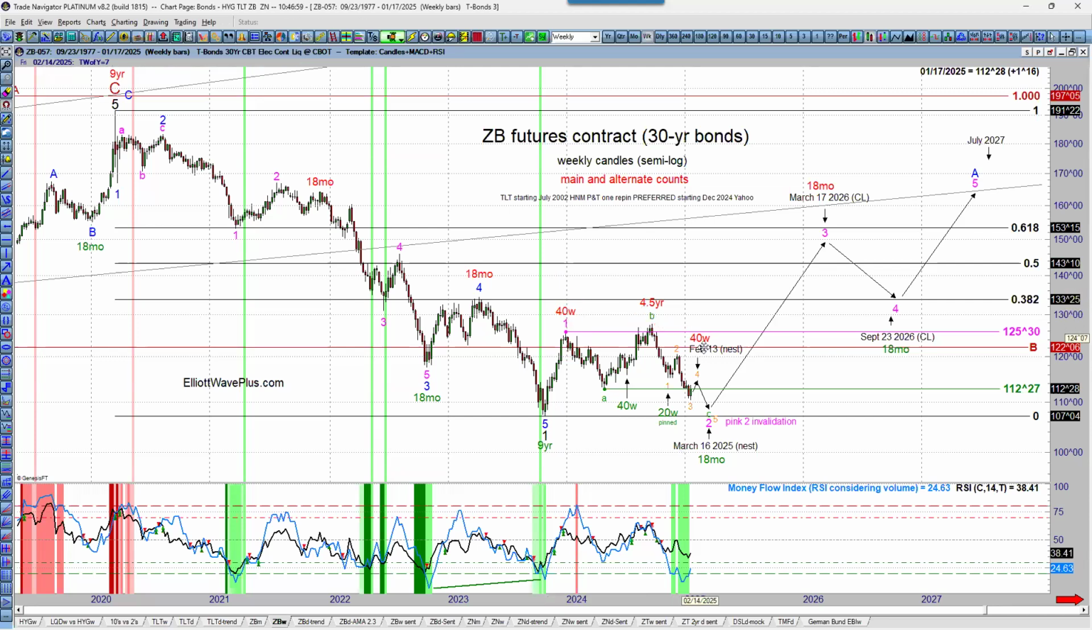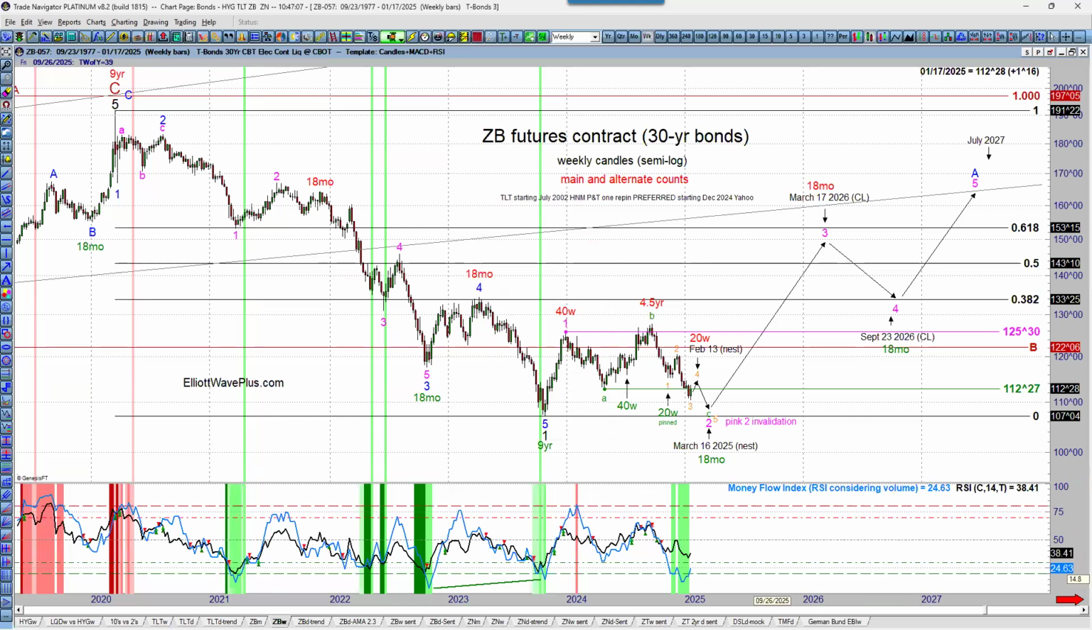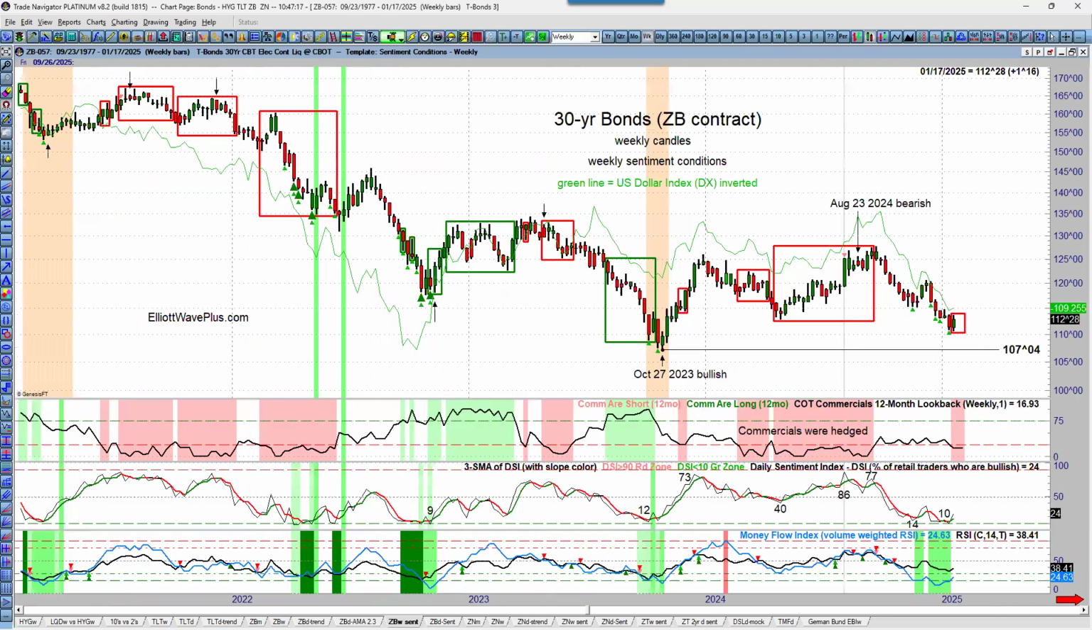Weeks cycle peak there. Okay. Anything else of interest here? The sentiment on bonds. If you look at the sentiment on 30-year bonds, it has not turned bullish yet. That indicates that the 30-year bonds probably have not bottomed yet because commercials are heavily short.